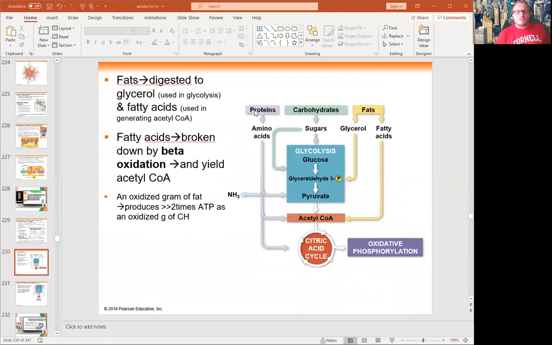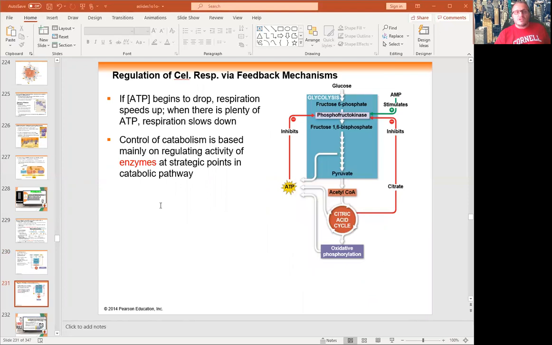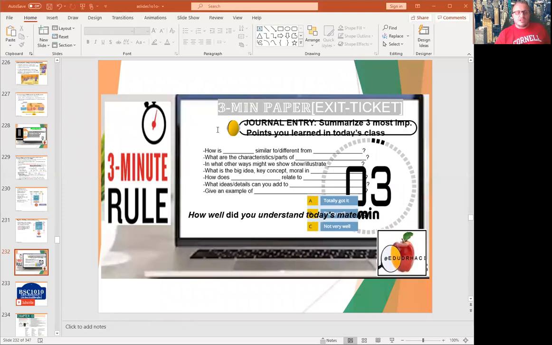Besides carbohydrates, we can also use proteins and fats to produce ATP in cellular respiration. And cellular respiration is regulated with feedback mechanisms. Again, an excess amount of ATP can inhibit the enzyme phosphofructokinase to slow down ATP production.